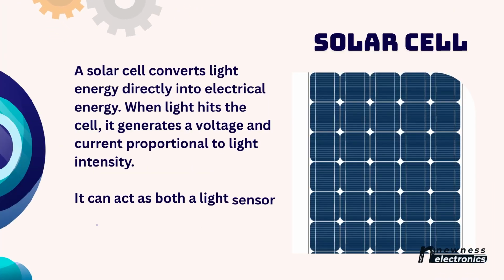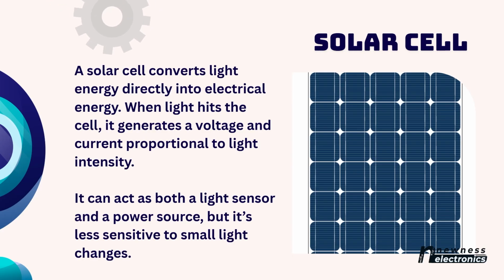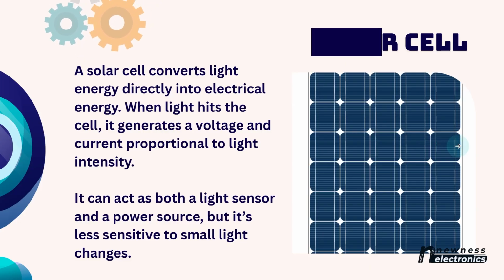First, we have the solar cells. Solar cells convert light energy directly into electrical energy. When light hits the solar panel or the cell, it generates a voltage and current proportional to light intensity. So the amount of voltage and current it generates is proportional to the intensity of the light. It can act as both a light sensor and a power source, but it's less sensitive to small light changes. Let's go to the other kind of light sensor.